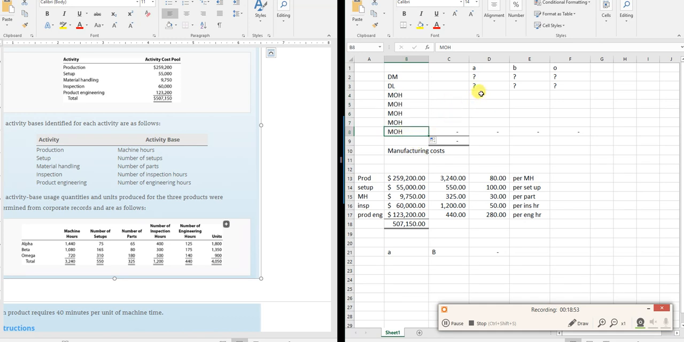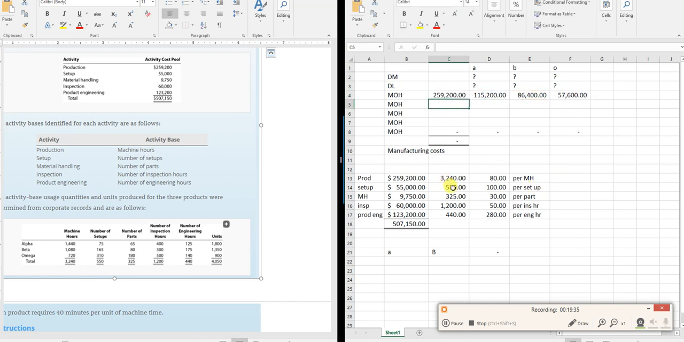Okay, and I know what's going to go to alpha is $80 per machine hour, and alpha has 1440 machine hours. For beta, it's going to be $80 per machine hour, and beta has 1080. And then for omega, $80 per machine hour times 720. So that is my total of my production. If I add these up, it should add up to 259,200.